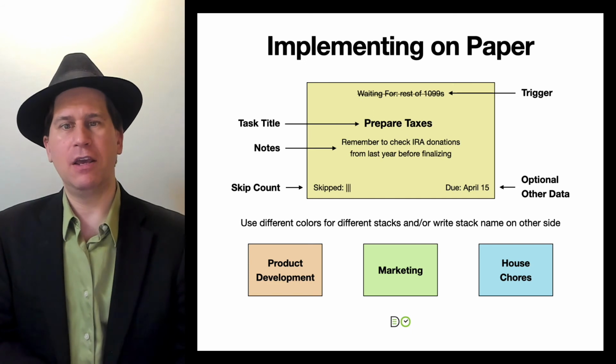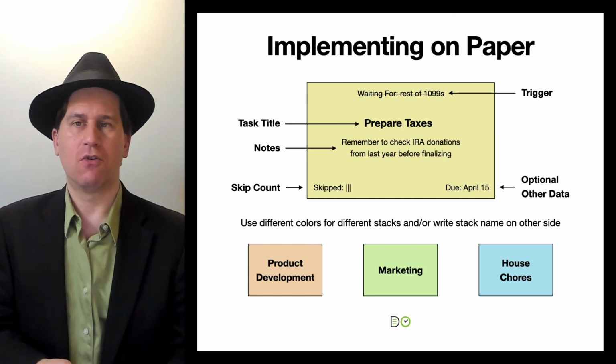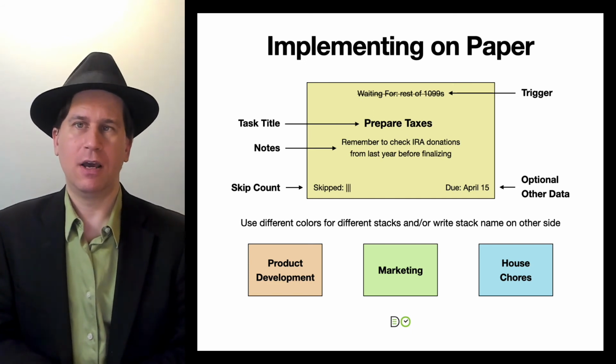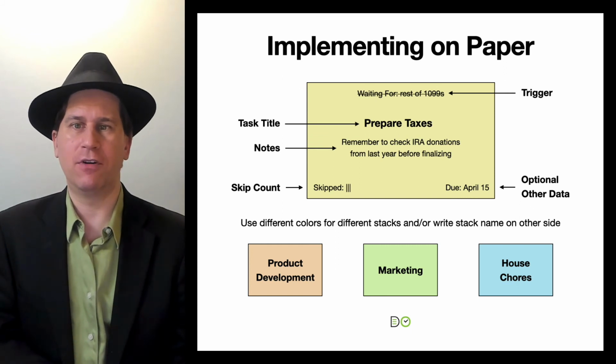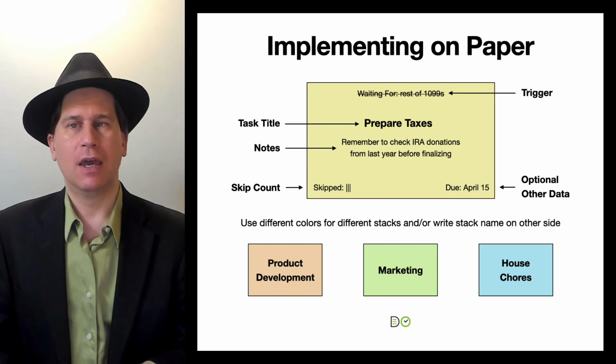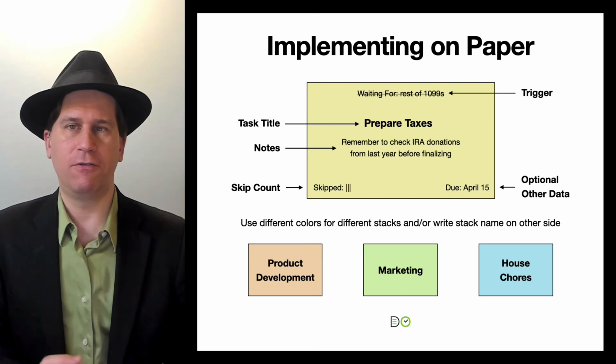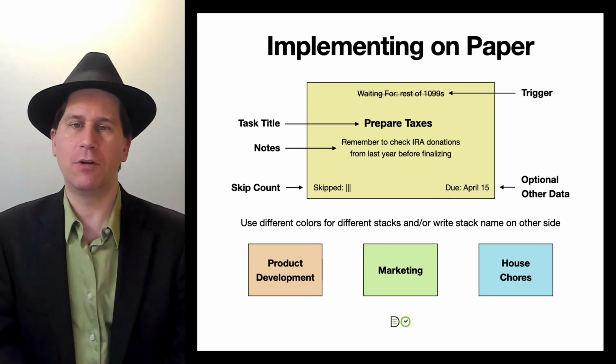I would recommend, if you have a trigger you're waiting for, write it at the top of that card, and that way you can immediately see, hey, I'm waiting for this. And that might be a conditional trigger, you know, I'm waiting for something to be delivered to me, or it could be a time-based trigger.